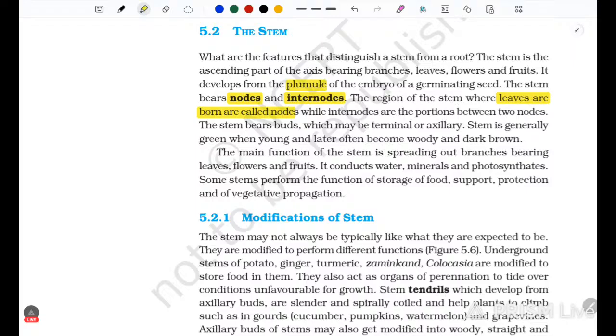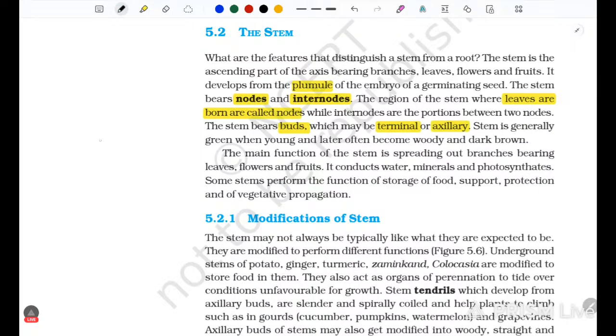After that, remember the buds. Buds can be terminal or axillary. For example, this is the stem. Can you see these are the terminal buds? And the one which is forming from the green part is the axillary bud. So there are two types.